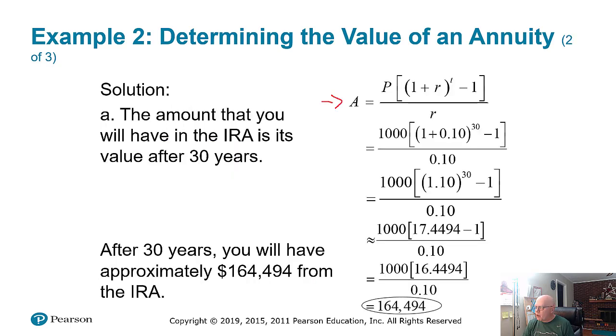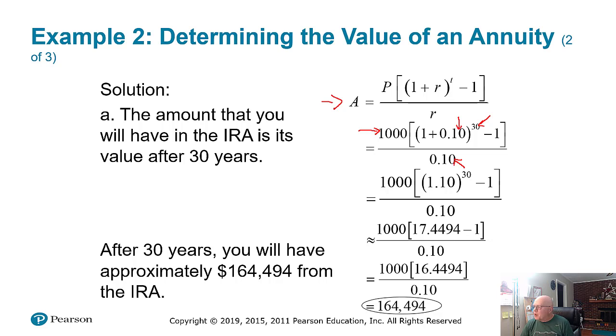Here's your basic formula. Here are the numbers put in. This is your regular amount invested. This is the rate, which goes in here twice. This is the 30 years. And after that, just put your calculator to work.